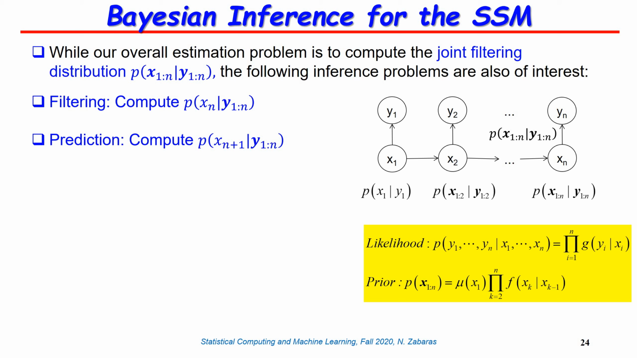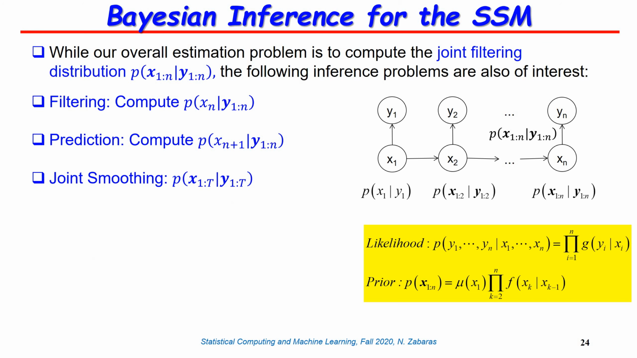You can also think of the predictive distribution. So if you have observations up to time n, this is the probability for the state at n plus 1 being x, n plus 1. That's the predictive distribution given the observations up to time n.